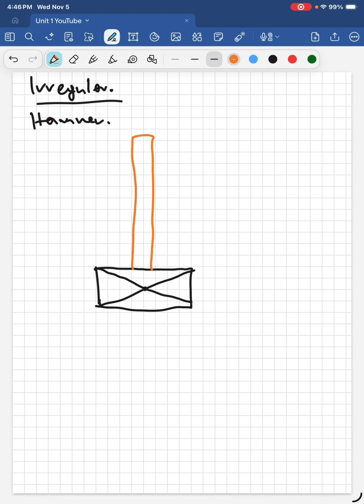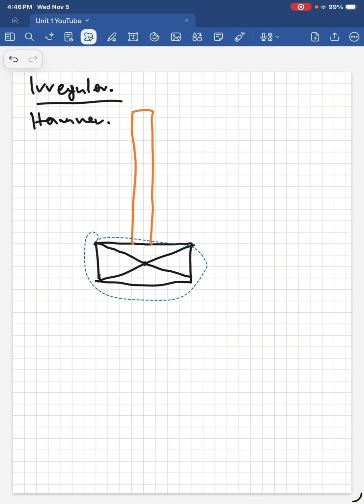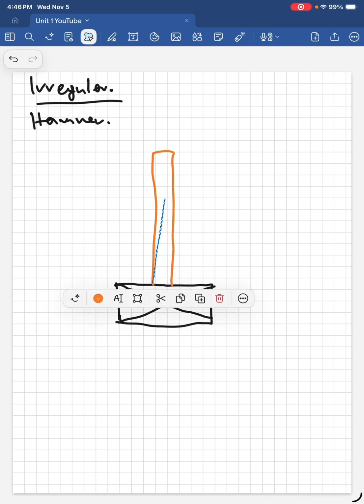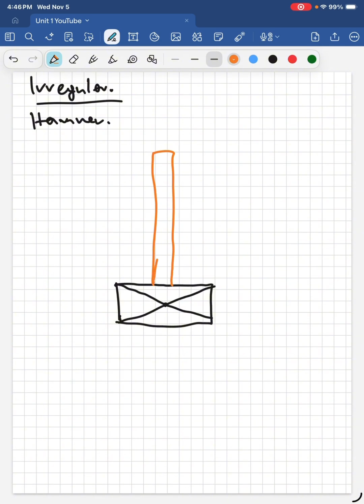So what I'm trying to say is that if we remove the hammerhead, okay, then the wooden part will have a center of gravity somewhere there, okay? But for the composite object, the hammer, the center of gravity is closer to the larger mass.